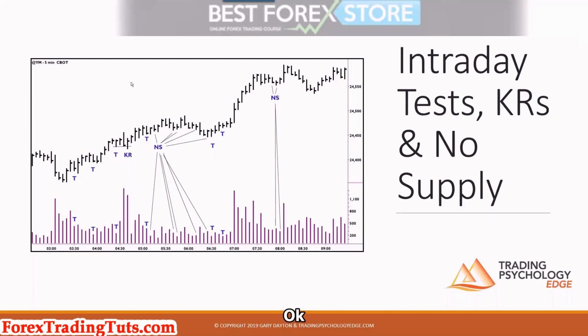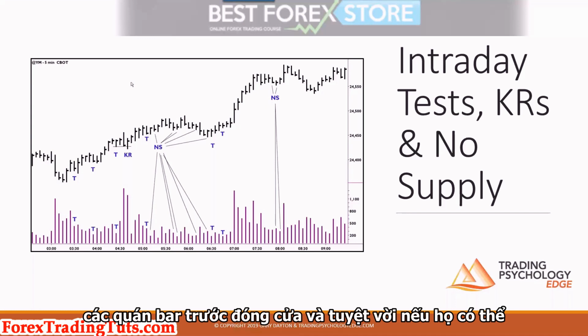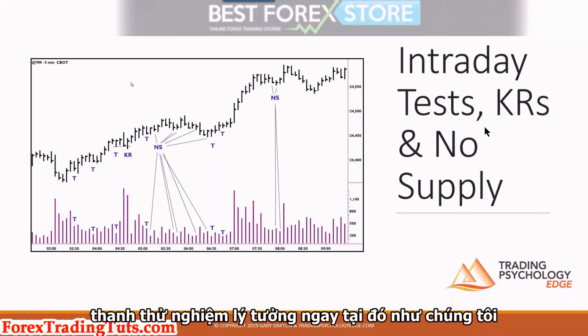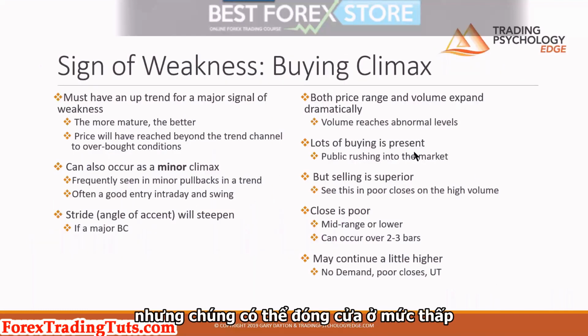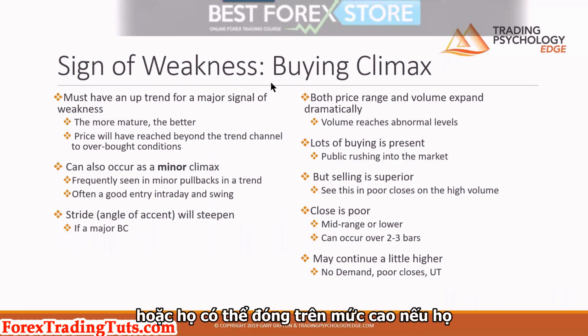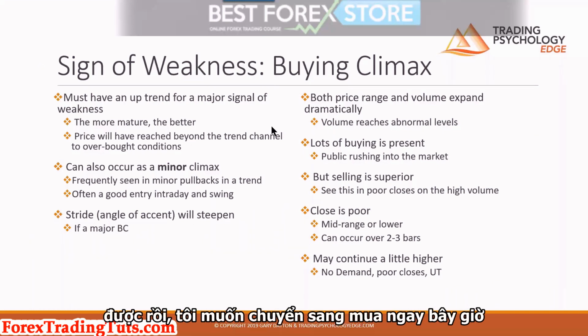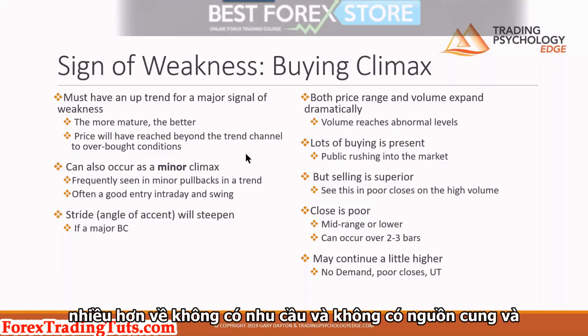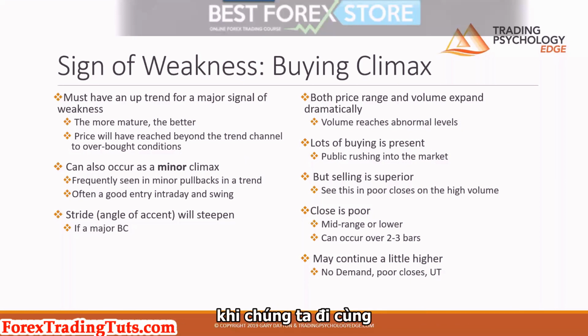Okay. So for test bars, do they have to close at the low, middle, or the high relative to the previous? Well, they have to close below the prior bar's close, and great if they can close in the middle. So this is the ideal test bar right there, as we said. But they can close on the low, or they can close on the high if they're still below the close of the prior bar. All right, I want to move into now buying climax, because we're going to be talking more about no demand and no supply and tests and all of that as we go along.